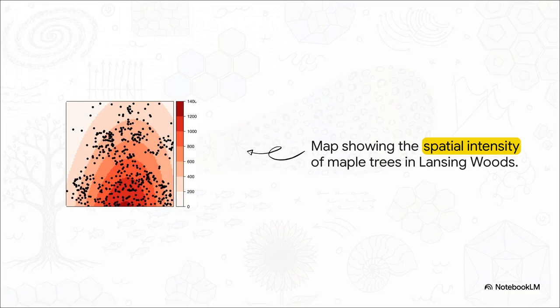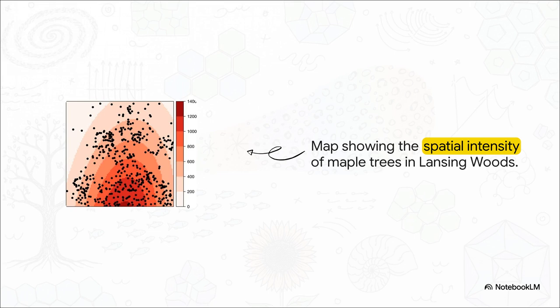But let's be real. Step into an actual forest, and that perfect uniformity vanishes instantly. Just look at this heat map showing the spatial intensity of maple trees in a real place, Lansing Woods. Notice those deep red pockets? That's where the maples are incredibly dense. And then you have those lighter, almost empty areas where they're super sparse. So why does this happen?